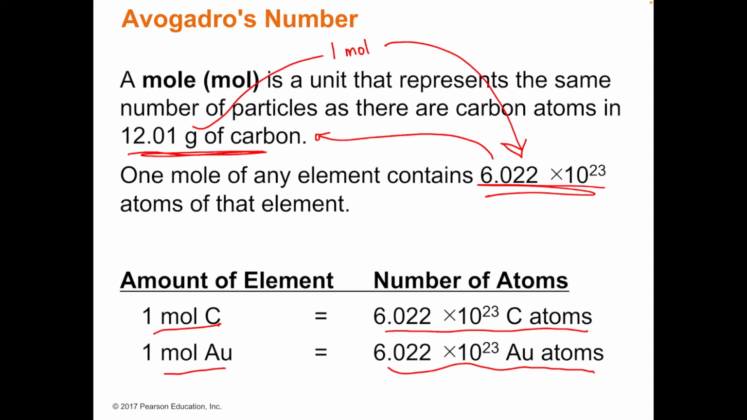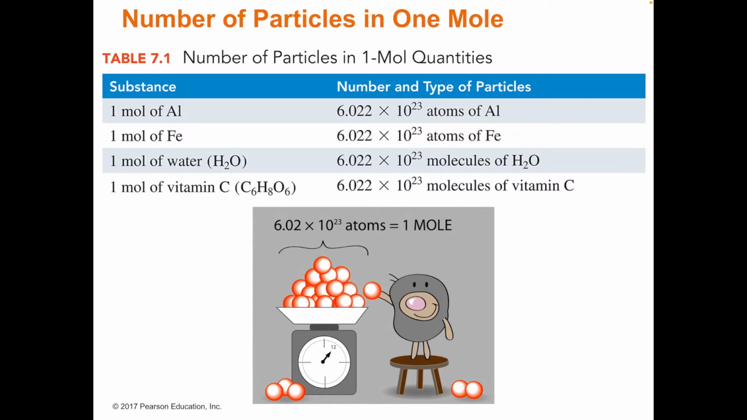And usually we use a very small amount of it, something that's very, very small, like atoms. So if we have a mole of aluminum, we have 6.022 times 10 to the 23rd atoms of aluminum. A mole of iron would be 6.022 times 10 to the 23rd atoms of iron, right? And so these are both elements, aluminum and iron. So that's why we're using the term atoms, because they're elements.